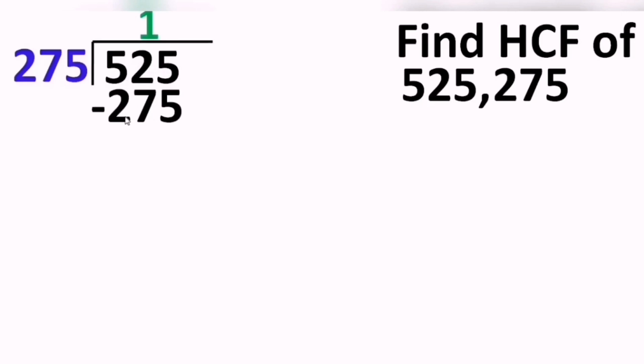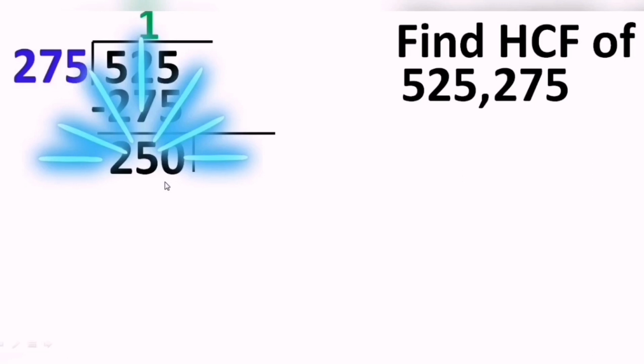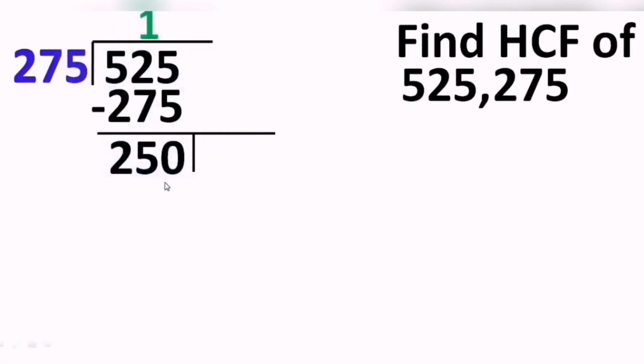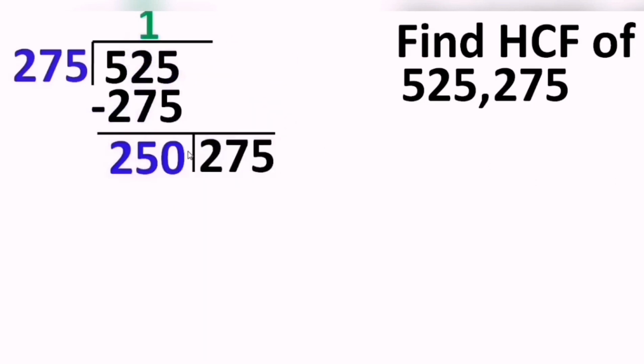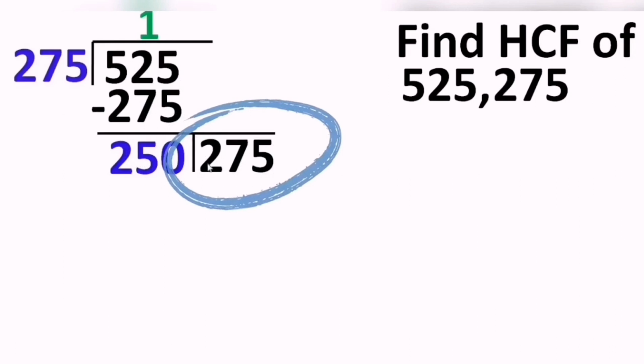Okay, so the moment you use one time, we have to subtract 275 from 525, and what is the result? We get 250, and now this 250 will act as the divisor, and 275 over here will be taken as the dividend. So always keep it in mind, we just divide once, whatever remainder we get, like 250 here, that will then be taken as the divisor, and the previous divisor, that is 275, will be taken as the dividend for that 250.